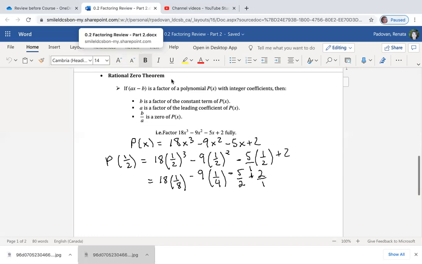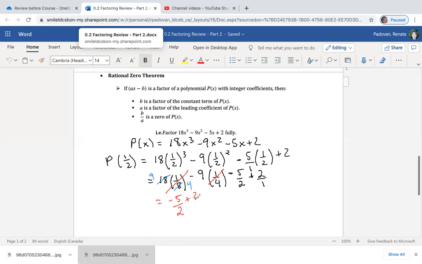Actually, let's use blue. So let's say half of 18 is 9 and half of 8 is 4, right? So then I would have 9/4 minus 9/4. So actually these entire fractions, all of this and all of this would cancel out. And I would be left with the negative 5/2 plus 2.